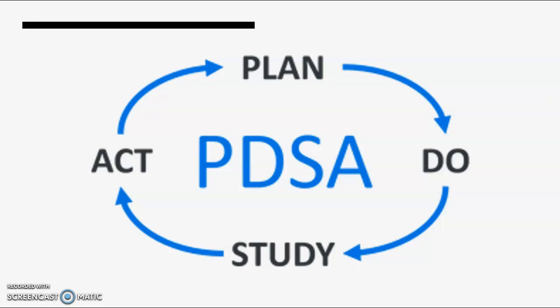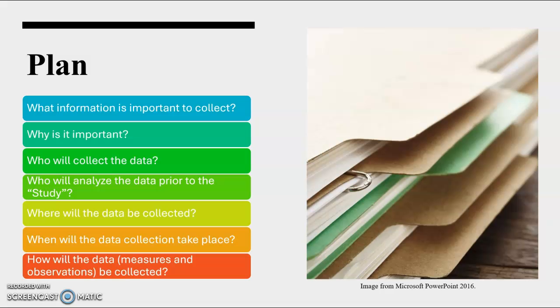Next, we're going to talk about my PDSA, or Plan, Do, Study, Act. In the first component, plan, I will talk about these questions on the screen. What information is important to collect? And that is a baseline of how many low acuity patients are seen and treated at my local ER. Why is it important? Why should we care to change how long we wait in the ER? It's to improve patient satisfaction rates and, of course, reduce wait times.